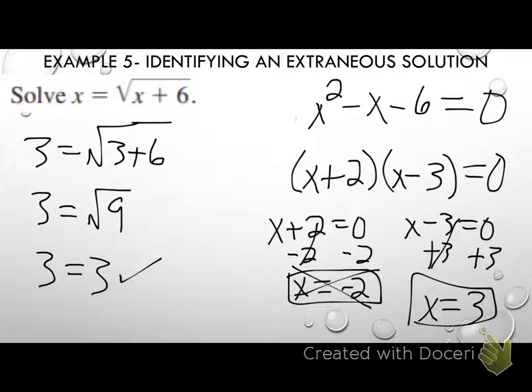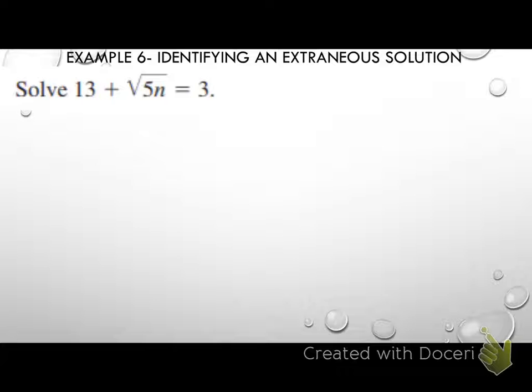Questions on example 5? Does that make sense for us? So that's the answer? Yep, just x equals 3. X equals -2 is an extraneous solution, so it's not an actual solution for us. Sometimes you could have no solution. If neither one of them worked, I'd have no solution. Okay? We good? Next one. Solve 13 plus the square root of 5n equals 3.